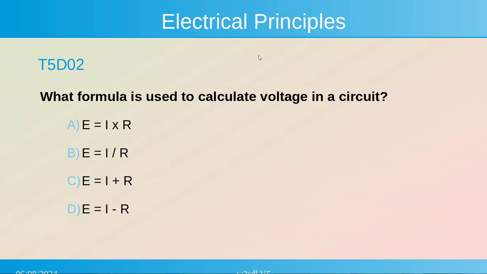So what formula is used? Did you write your circle down? No, I didn't draw the circle. I just... Okay. What formula is used to calculate voltage in a circuit? The voltage divided by the current, so that would be V equals voltage divided by R.